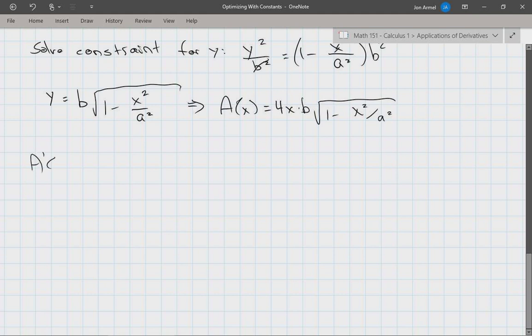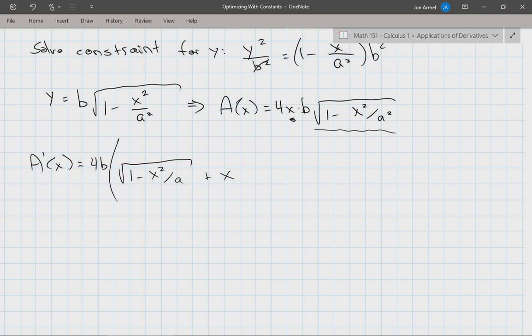All right, so A prime of x. Well, the 4b can just sit out there in front. That's just a constant. And now I have x times some square root stuff. That's a product rule. Right, so my first function is x, my second function is the square root. So let's do that. The derivative of x is 1, so derivative of the first is 1 times the second, plus the first times the derivative of the second. And now I need to differentiate the square root of 1 minus x squared over a squared. That is a chain rule. So I take the derivative of the square root, I get 1 over 2 times the square root.